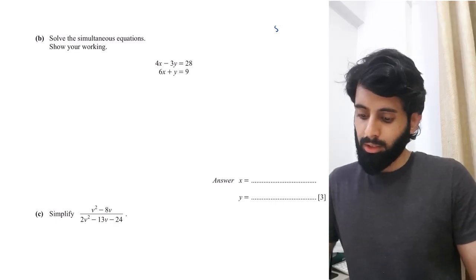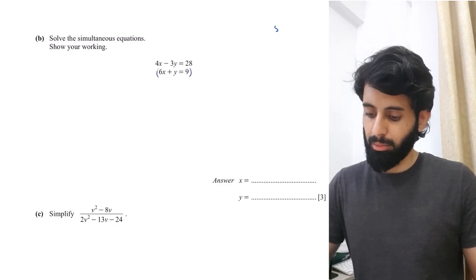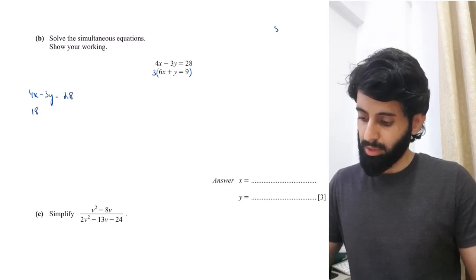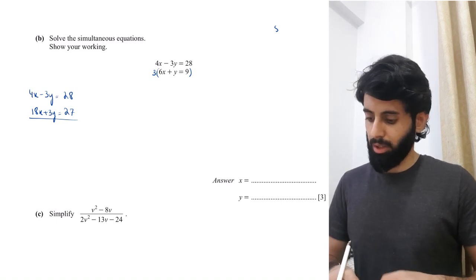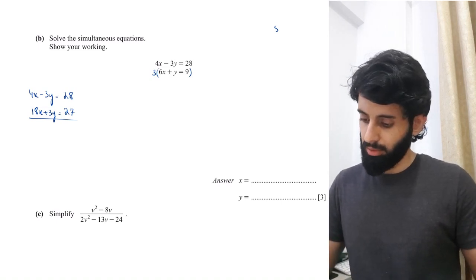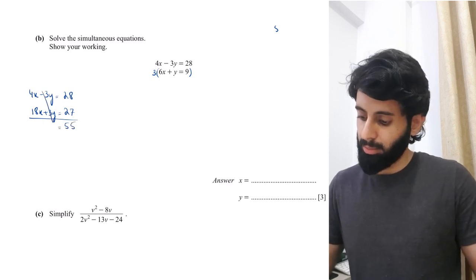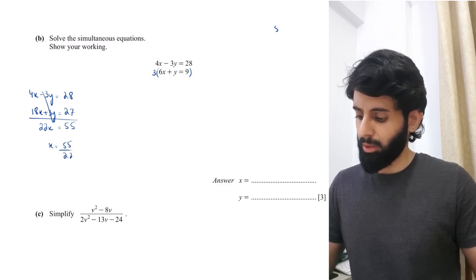So if you decide to use elimination, which is something that I will strongly recommend, what you're going to do is multiply this by 3. So this turns out to be 4x minus 3y is equal to 28, and then you have 3 times 6, which is 18x, plus 3y is equal to 9 times 3, which is 27. Let's sum them up and see what you get. You get 28 plus 27, which is 55, and then the y terms get cancelled out, which was the objective. 4x plus 18x will turn out to be 22x. So x is equal to, well, I don't need a calculator for that, 55 divided by 22, right?